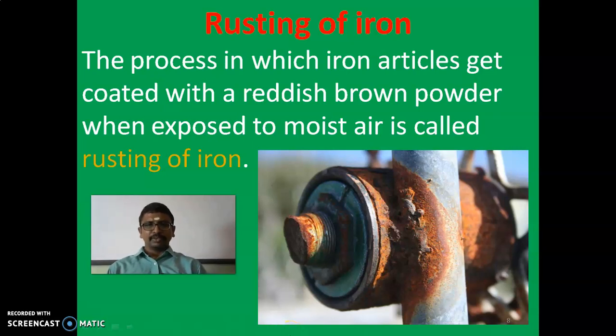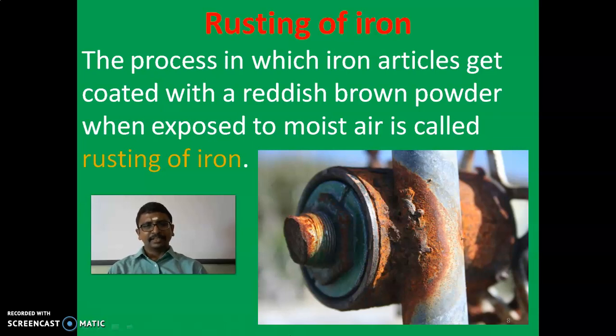Now we discuss the topic of rusting of iron. When we see some iron particles, after a few days the iron is converted to a reddish brown color. A reddish brown coating will be there. So what does it tell us? The iron is rusted. How is the iron rusted?